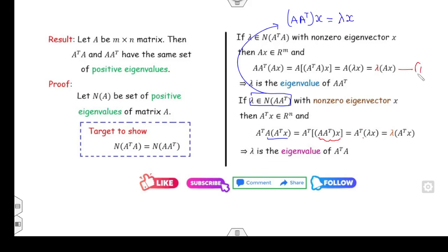Now from equation number 1 and equation number 2, we can see lambda is the eigenvalue of A transpose A. Lambda is the eigenvalue of A into A transpose. Hence, both the sets have the same positive eigenvalues. Why positive? Because in the first result, we have proved lambda is always a positive number.